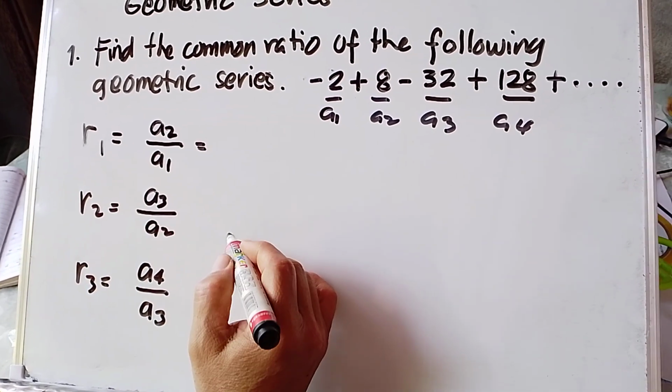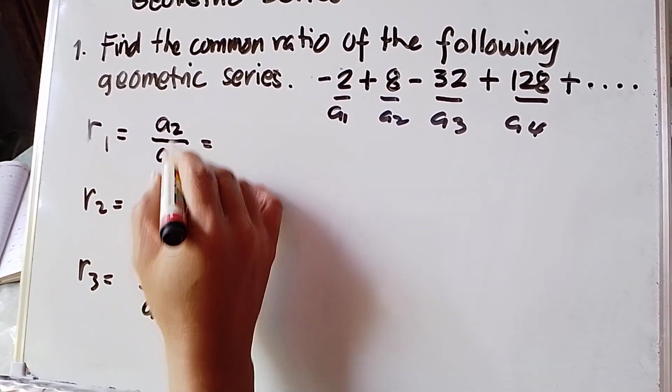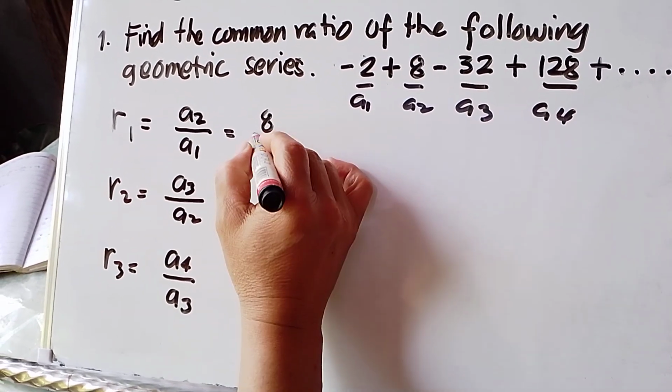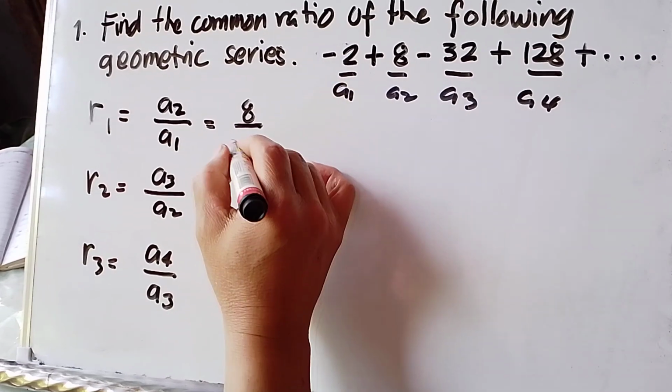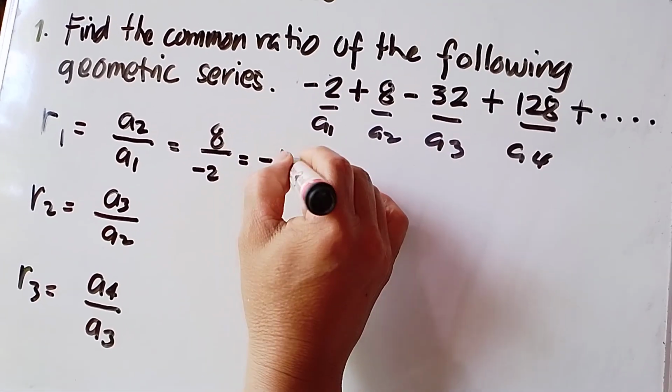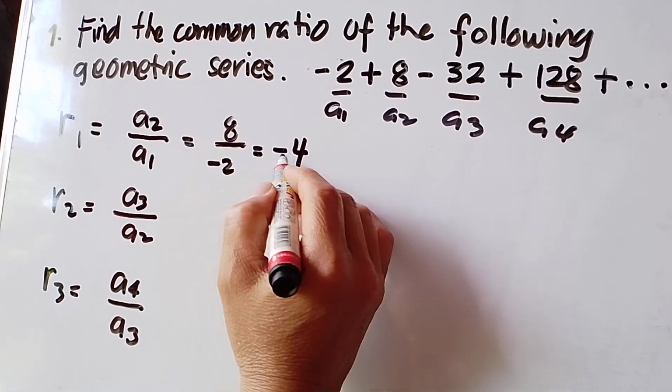So for R1 is equal to A2 over A1, this will be positive 8. And then A1 will be negative 2. So I have here 8 divided by negative 2 is negative 4, because positive divided by negative is negative.